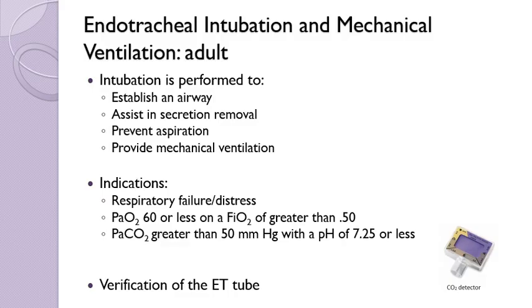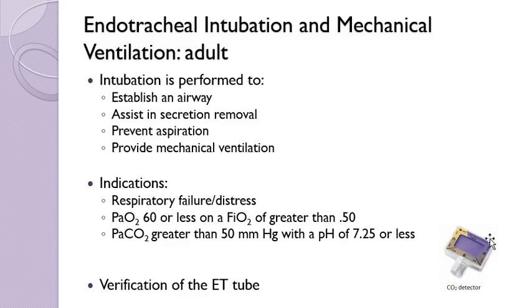I'm not going to wait for a chest x-ray to tell me that's in the wrong spot because my patient's getting hypoxic. So you're going to look for equal rise and fall. You're going to auscultate the breath sounds. Then you're going to auscultate over the epigastric area. You shouldn't hear anything. And then you're going to get a chest x-ray.